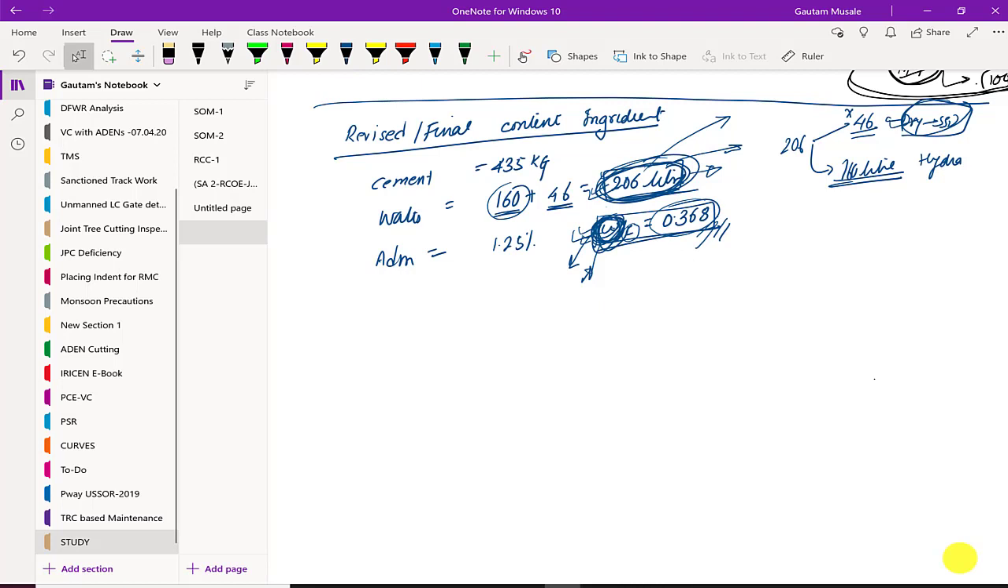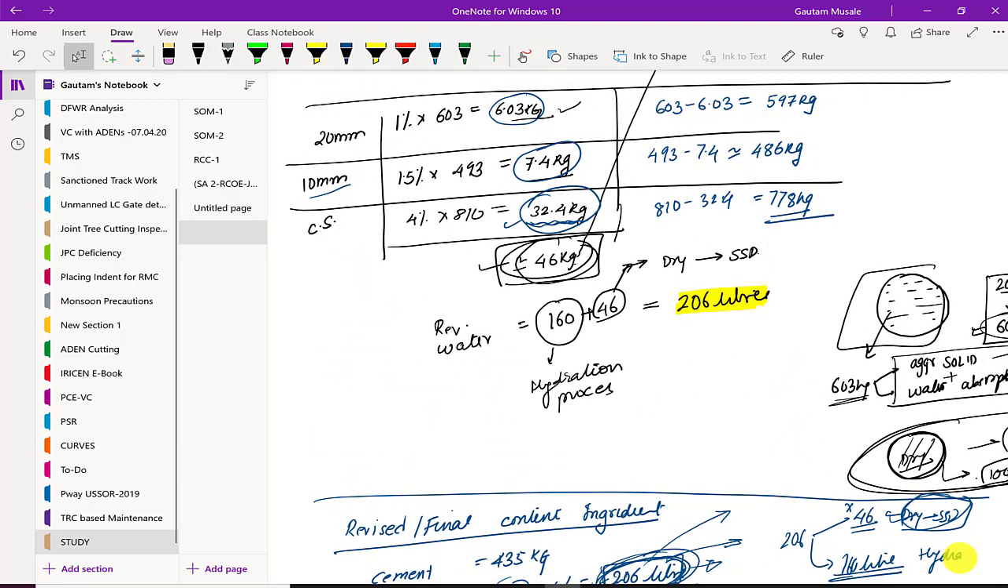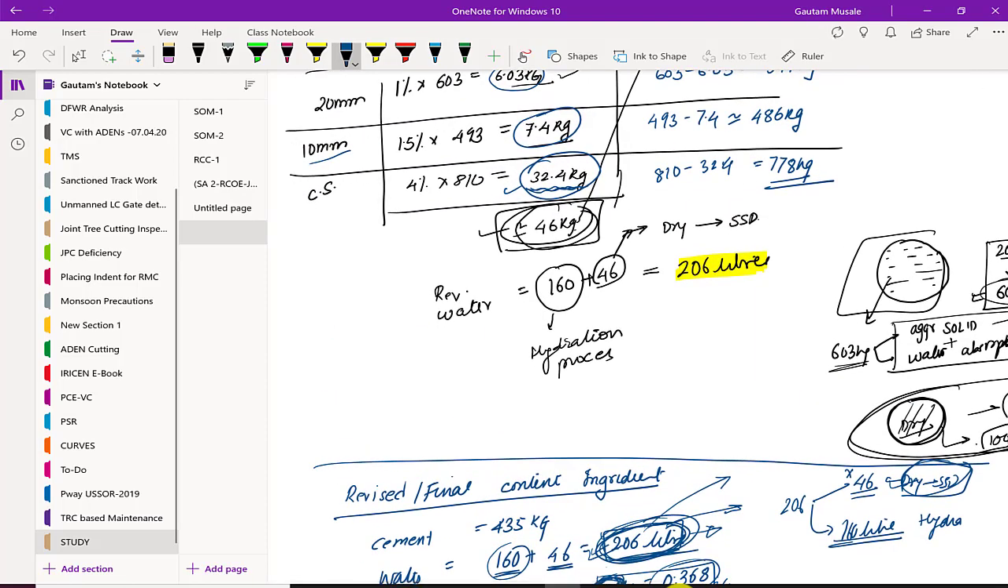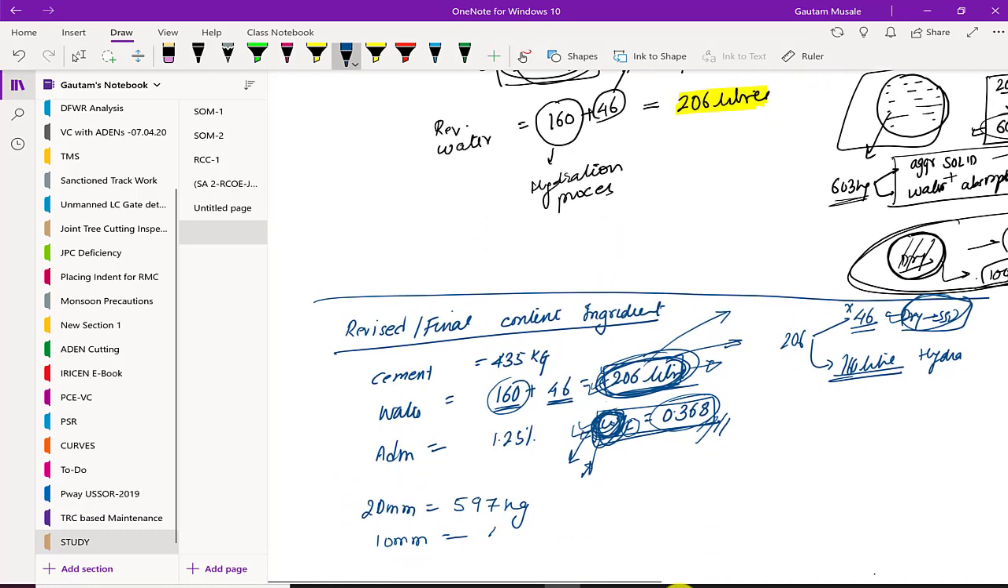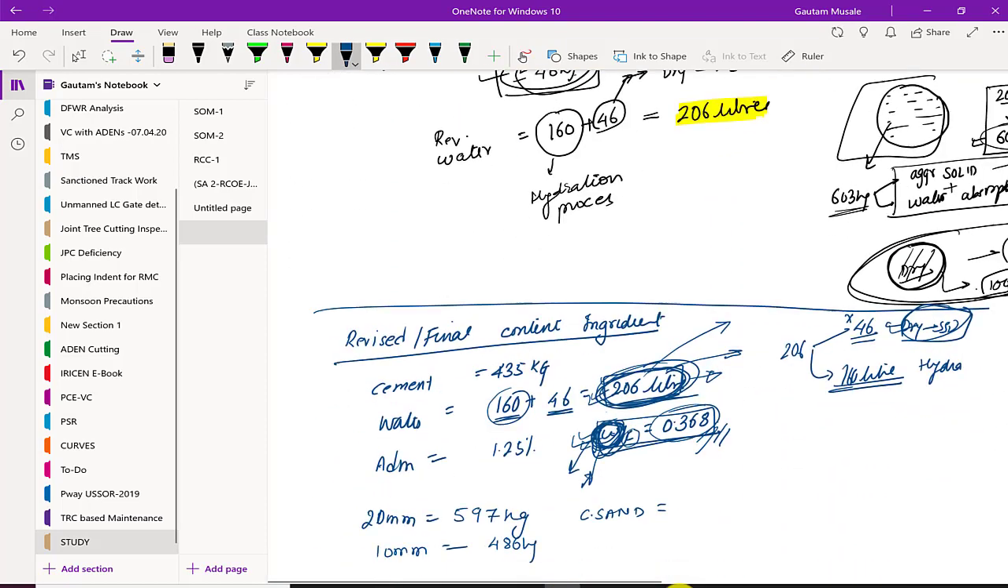So I have done with the admixture. Now what is the 20 mm aggregate? It will be 597 kgs, right? What about my 10 mm aggregates? My 10 mm aggregates will be revised to 486 kgs. Similarly, my crushed sand will go from 810 to 778 kgs.